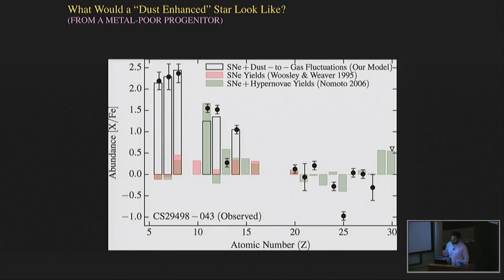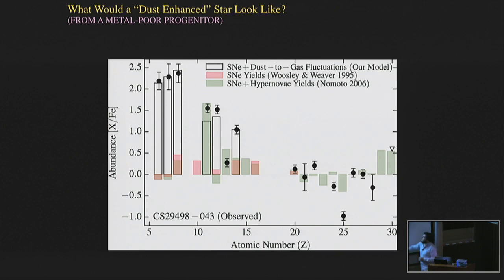That's the Woosley and Weaver models. And they do terribly at explaining this. I can add in more exotic components, and many people have worked very diligently on this in the supernova literature, and so the best fit from Nomoto 2006 involving a mix of supernovae and hypernovae and allowing the yields not to be IMF averaged but to pick and choose the progenitor masses is the green histograms.